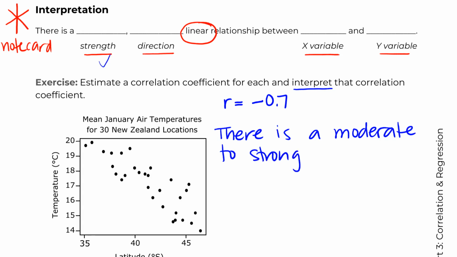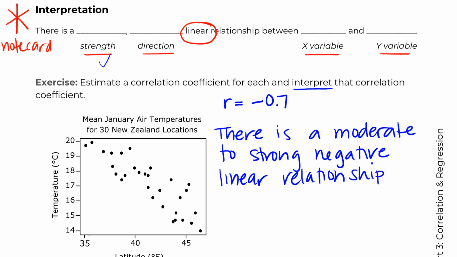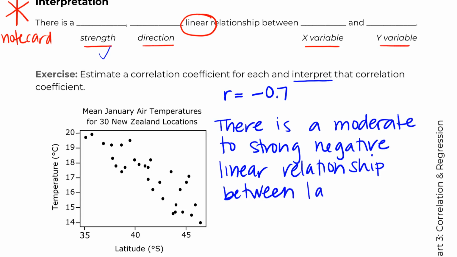We need the direction. Well, it's negative. And then we need linear relationship. You could also use the word association, but the word linear has to be there. Between, and you're just going to name the two variables, latitude, and you don't need to give units because remember the R does not care about units, and temperature. Doesn't matter if it's Celsius or Fahrenheit. This is just a general relationship between those two variables.